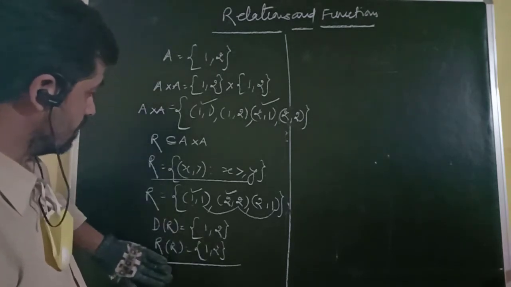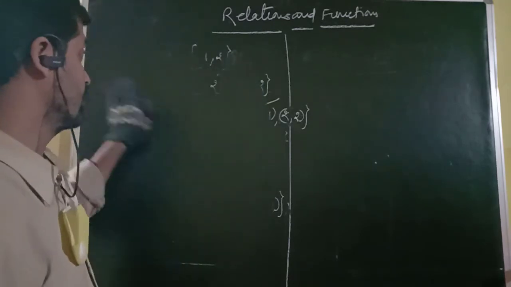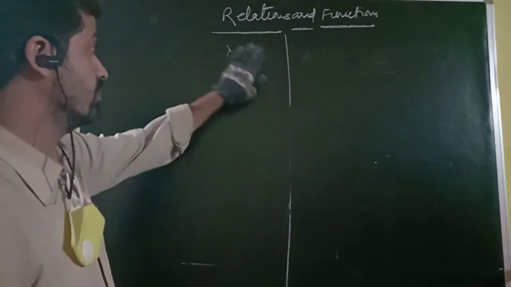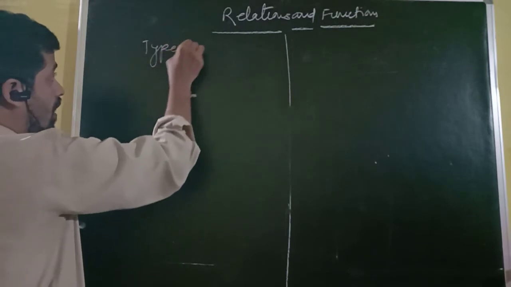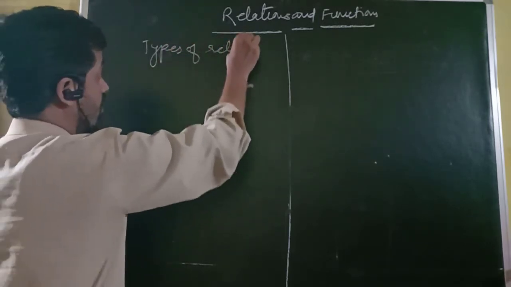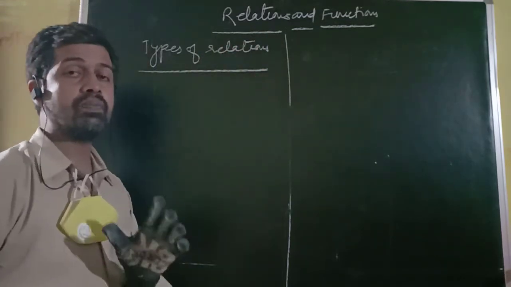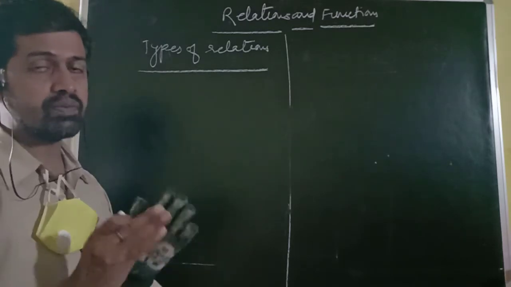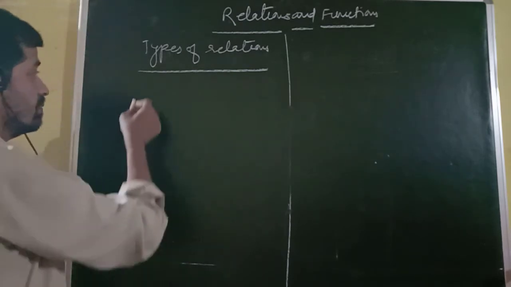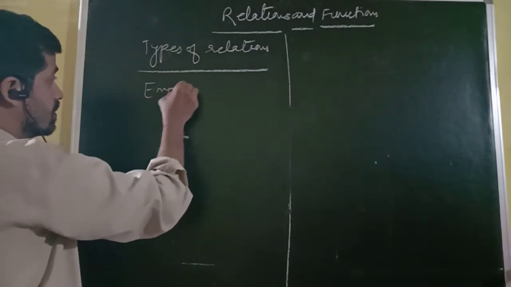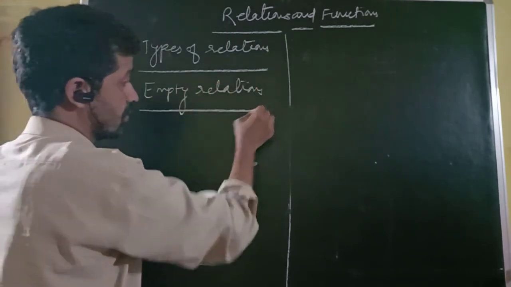Now we come to class 12, the basics of class 12 that we have to study. We start with types of relations. This is the basic of class 12. The starting of this chapter in class 12 is this. So the very first type I will discuss with you is the empty relation.